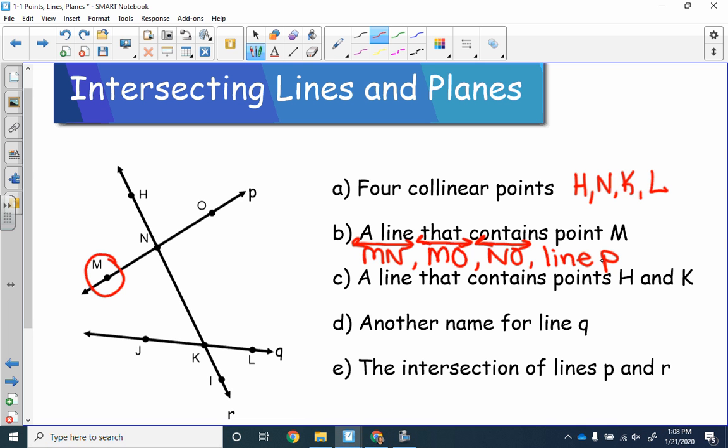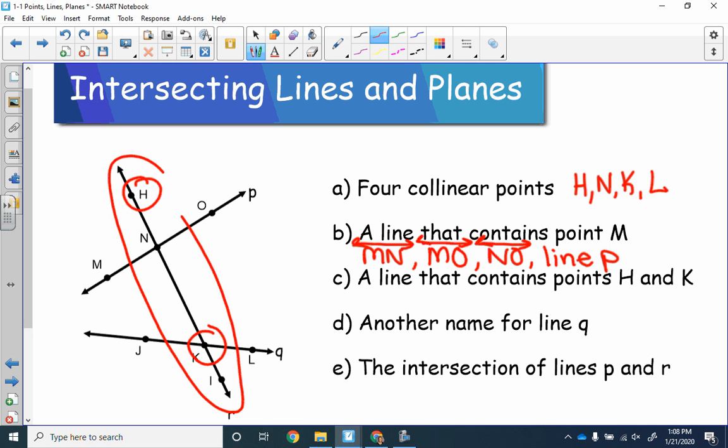Okay, how about a line that contains points H and K? So where I see H and K, here's H and here's K. So that's referring to this line here. Different options that we could do is we could do HN, we could do HK, we could do line HI. There are a bunch of different options that we could do here. We could do NK, we could do NI, and I'm not even sure if I necessarily got all of the options. Last and final one that we could do is what?